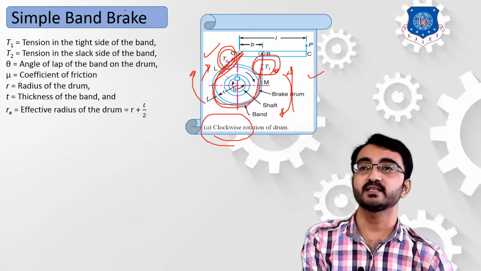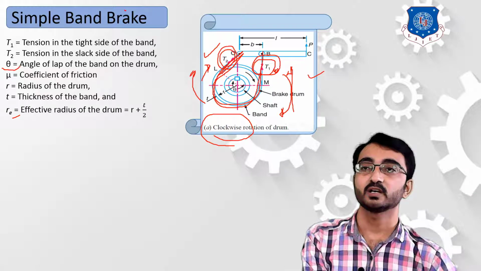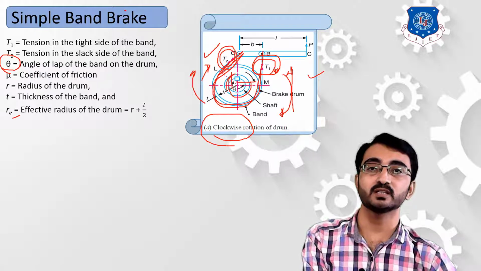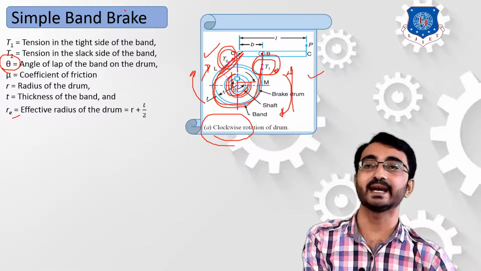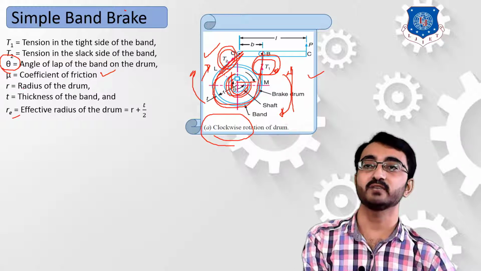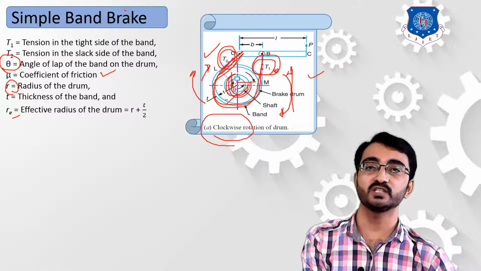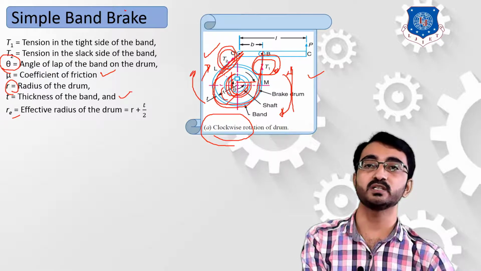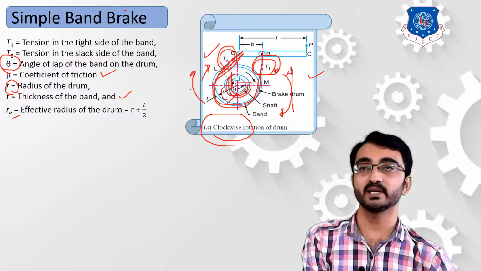Now let's consider the third fundamental, that is theta, which is the angle of the contact surface. Your object will be in contact over this much angle, so this angle is known as the theta angle. The next component is mu, which is known as the coefficient of friction between the contact surfaces. Then we can consider small r, that is the radius of this drum which is rotating. Then t is known as the thickness of this band which we are using as the band brake material.